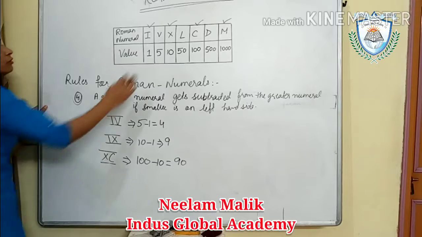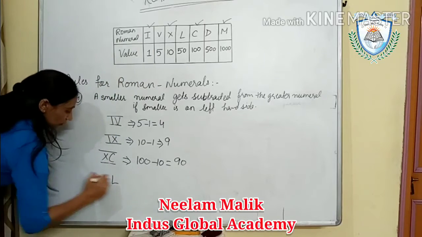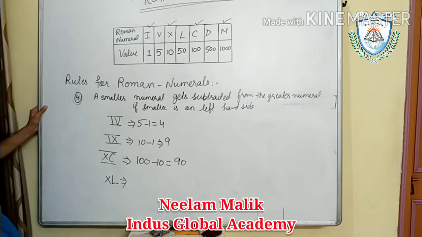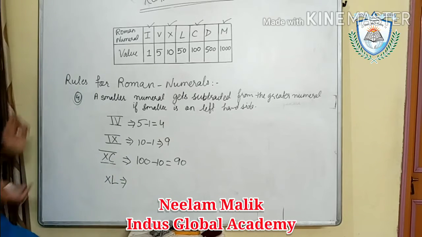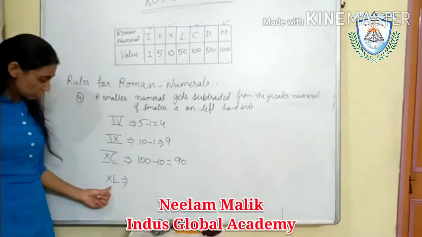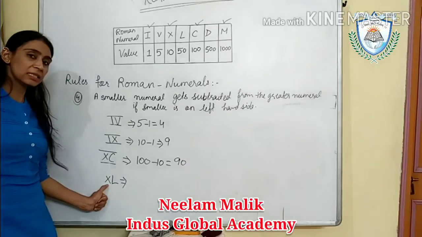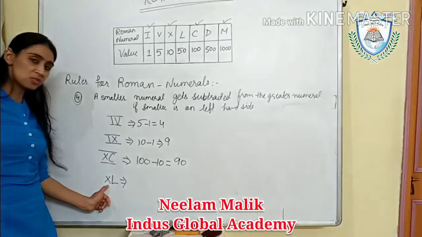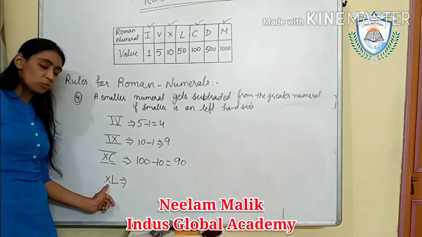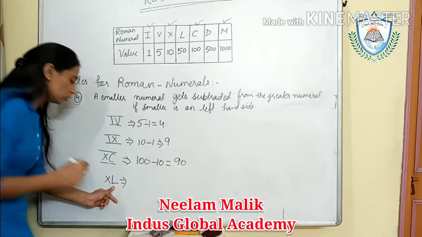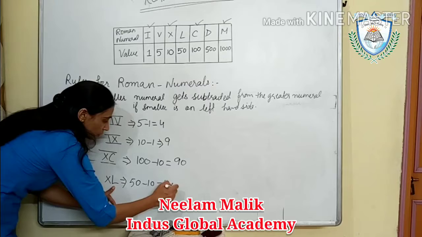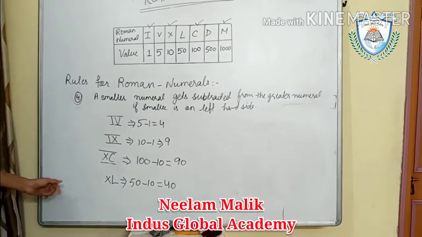Suppose you are having L, and you are having here X. So first we have to compare these two numerals, meaning which one is greater and which one is smaller. The smaller is this, because the value of X is 10. So this contains the small value, and this contains the big value. So when the smaller numeral is on the left hand side, you will subtract from the greater. So this is your 40.